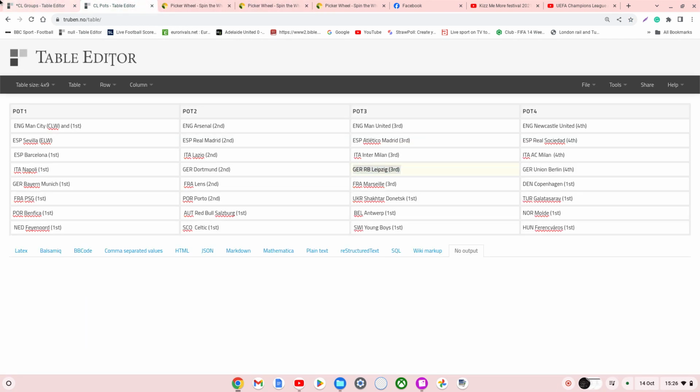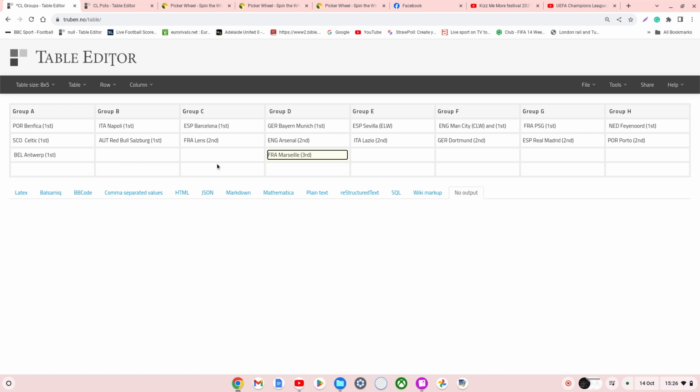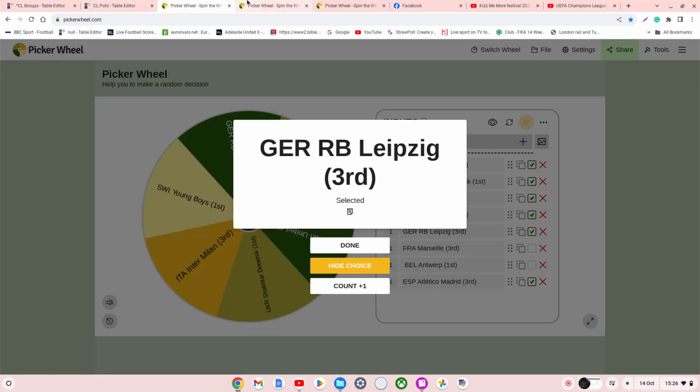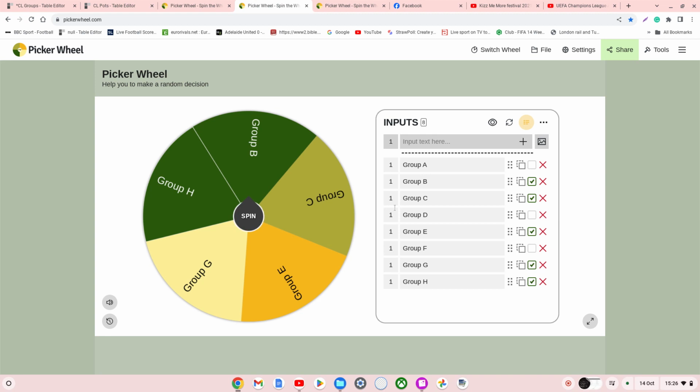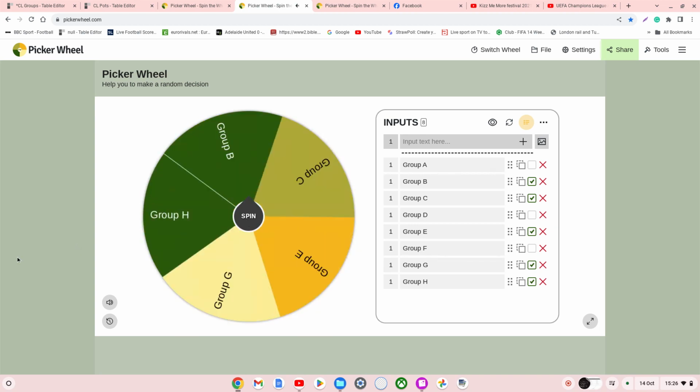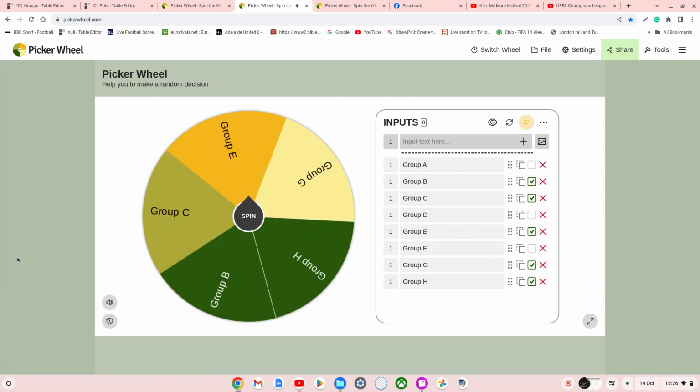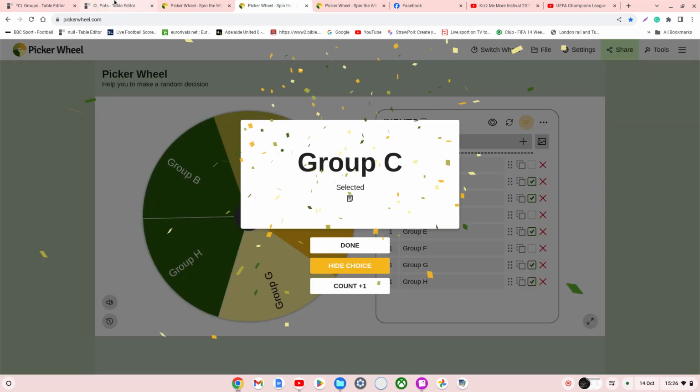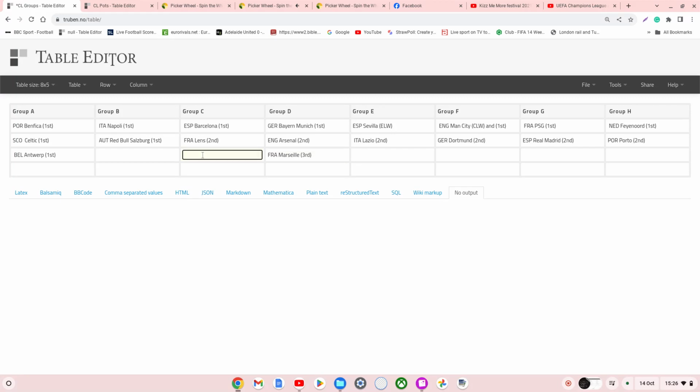So they only have 5 options: Group B, C, E, G, H. And it's C. Group C. And RB Leipzig, their opponents are Lens and Barcelona from Spain.